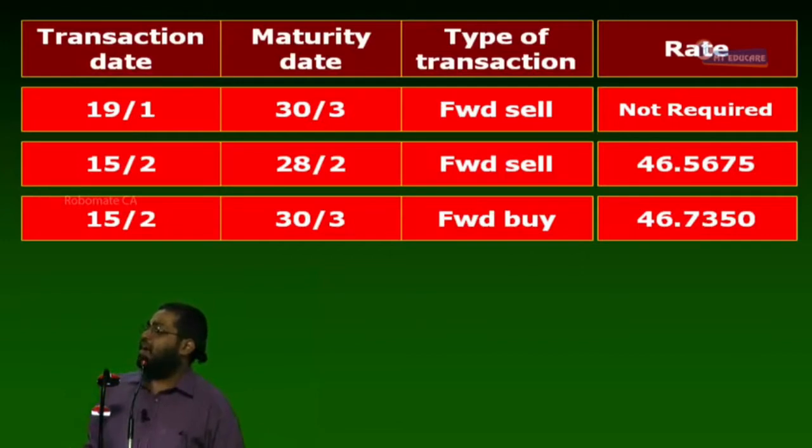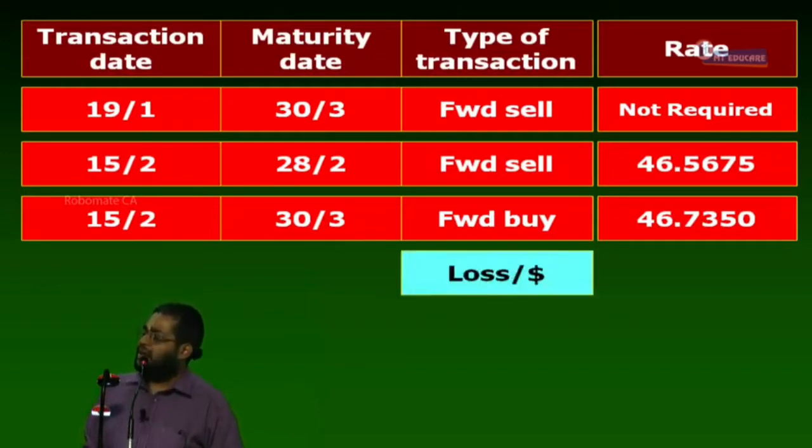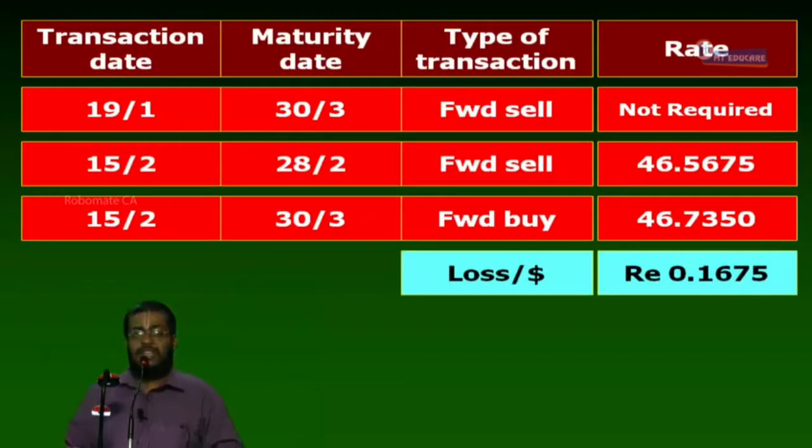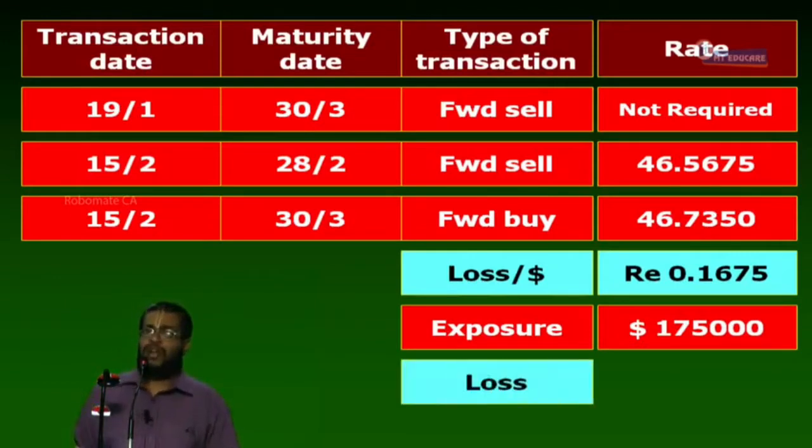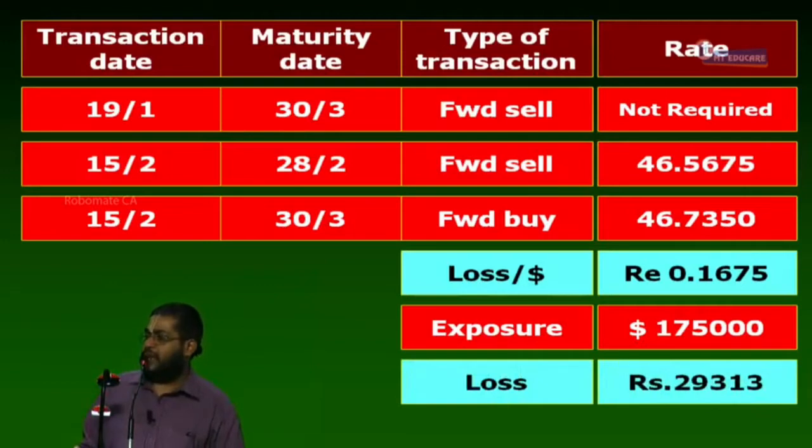I am making a gain or loss? Loss. And I have to sell at 46.5675. I have to buy at what? 46.7350. Tell me what is the loss per dollar here? 0.1675. The loss per dollar is 0.1675. Like this I am losing for how many dollars? The exposure is $1,75,000. Tell me the loss amount. The loss amount is how much? 29,313. The loss is 29,313.